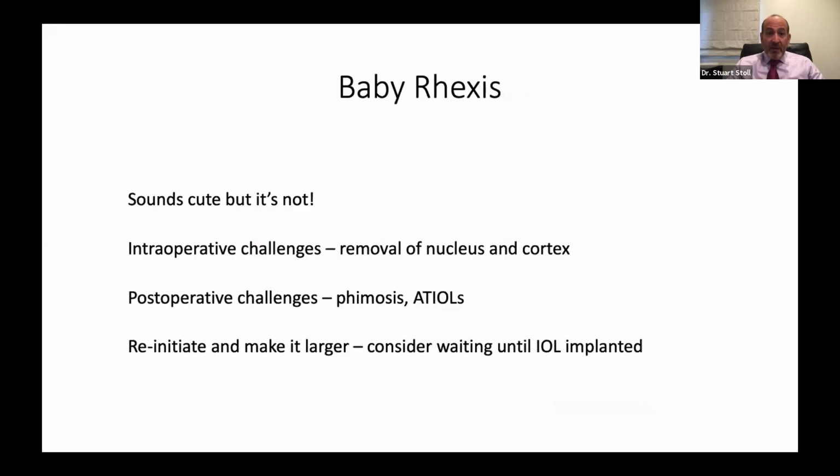Let's talk about the baby rhexis. It sounds cute, but it certainly is not. It creates intraoperative challenges like removal of the nucleus and cortex. It's going to put stress on the zonules. And post-operatively, it's going to create challenges like phimosis of the anterior capsule and really cause a problem with the advanced technology IOLs. So you want to be able to reinitiate it and make it larger. And if you can get through the case safely, you might want to consider waiting until the IOL has been implanted, because then there's obviously less risk. You're at the end of the case.